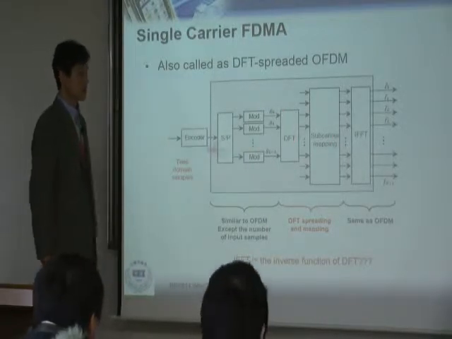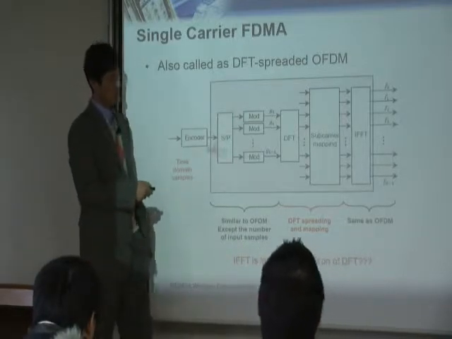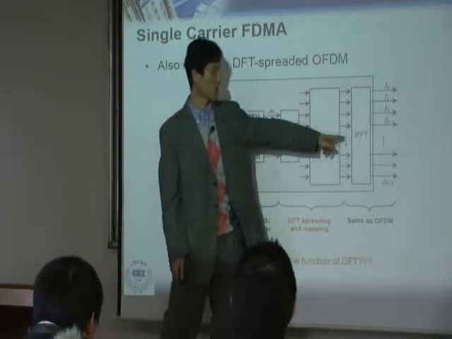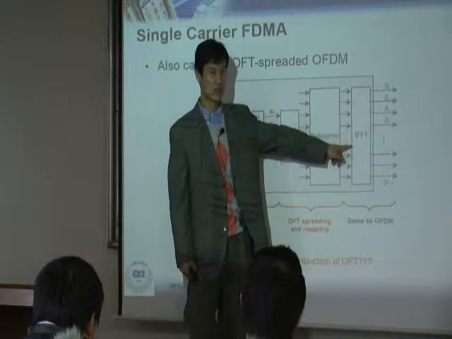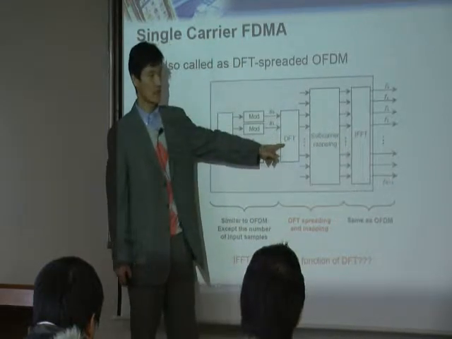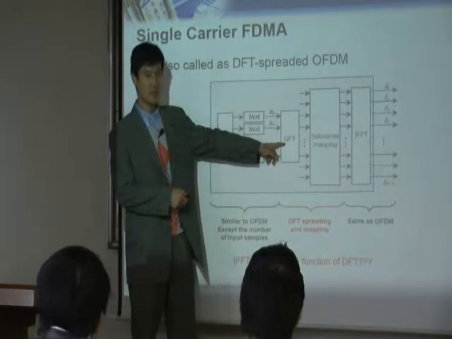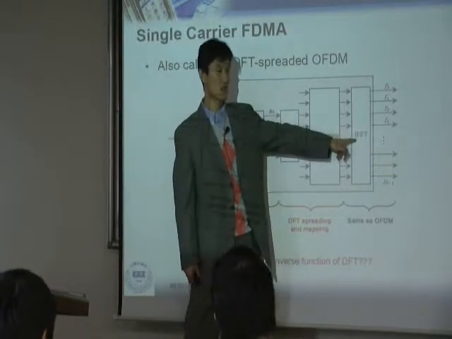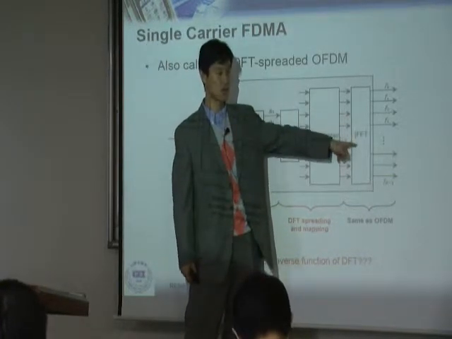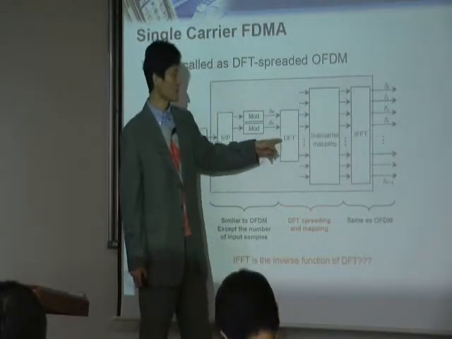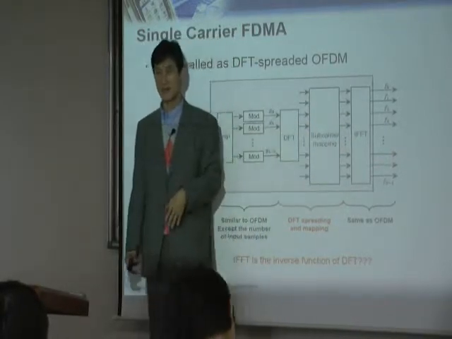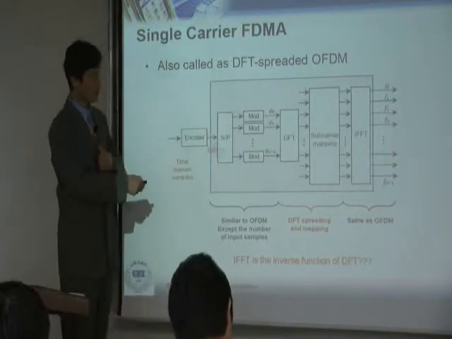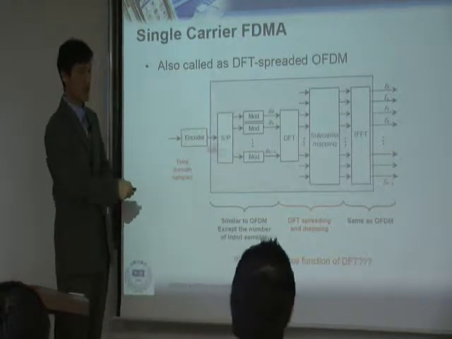But what is interesting here is that this one we call IFFT. This is called the DFT. You know the FFT is the same as DFT, right? Mathematically, FFT is an efficient computation of a DFT. So DFT and FFT are basically the same. Then why do we call this one a DFT and this one an IFFT?